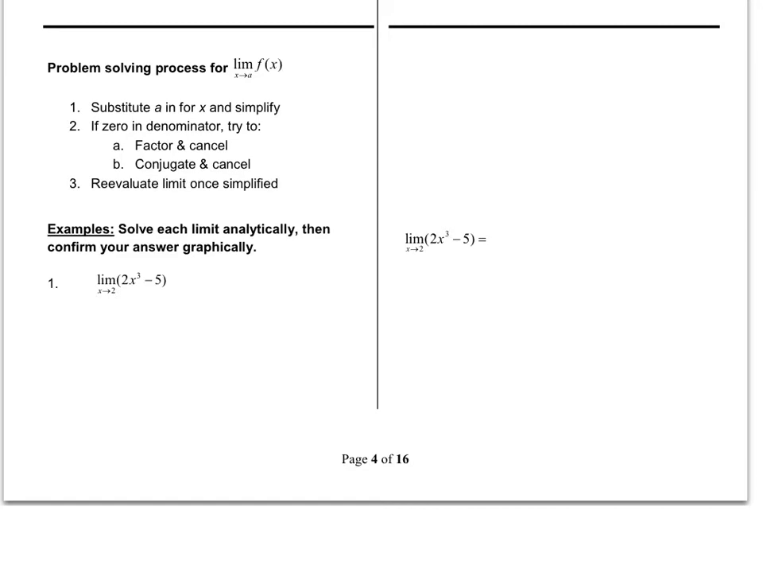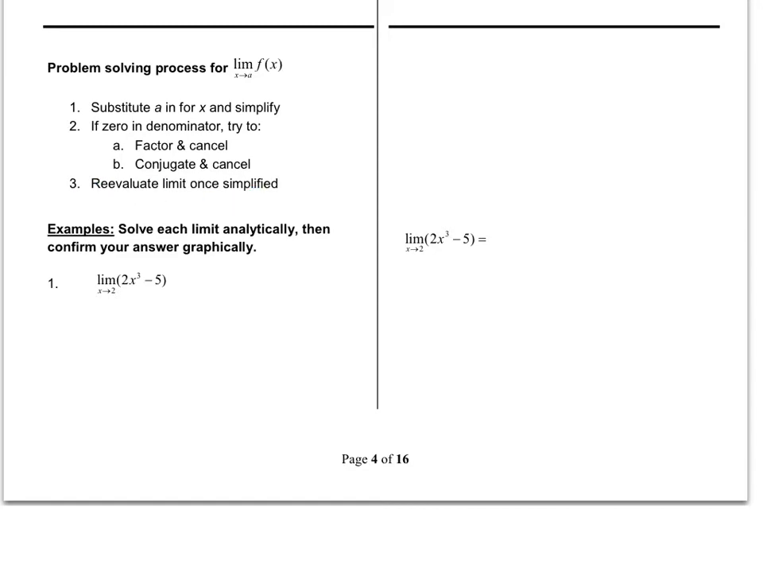If you have a removable discontinuity, you will be able to evaluate it, and you'll do so by factoring, if you can, and canceling, so that the denominator ends up losing that piece that would have made it 0, or you're going to use the conjugate. Okay, so you're going to conjugate and cancel. Once you do that canceling, you'll be able to reevaluate the limit.